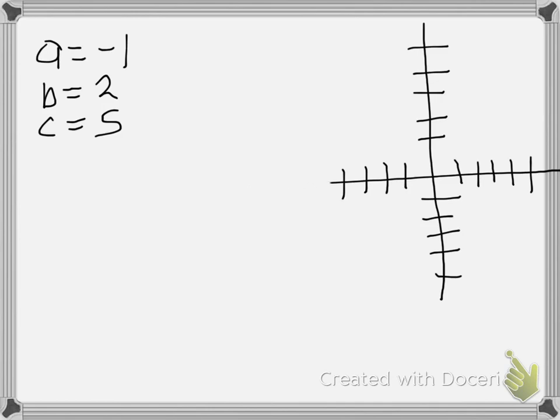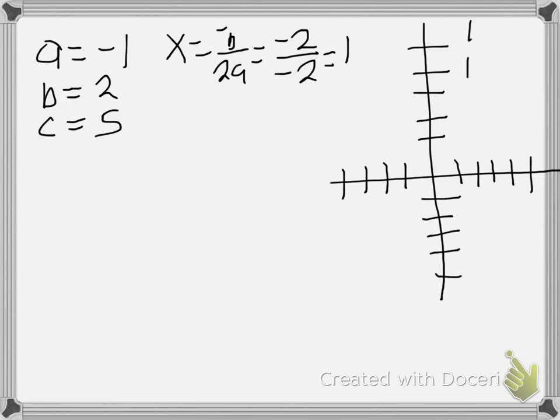Okay. So if I know that a equals -1, b equals 2, and c equals 5, I'm going to find the axis of symmetry first. X equals the opposite of b over 2a. So that's going to be -2 divided by -2, which equals 1. So my axis of symmetry is going to be right along x equals 1.